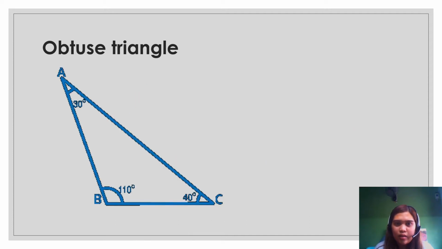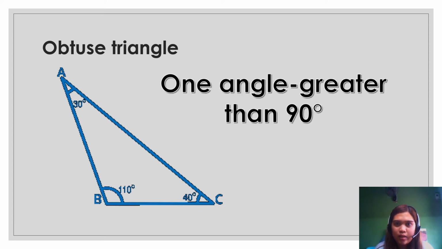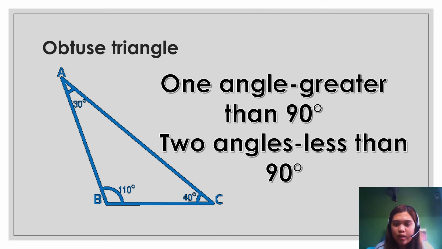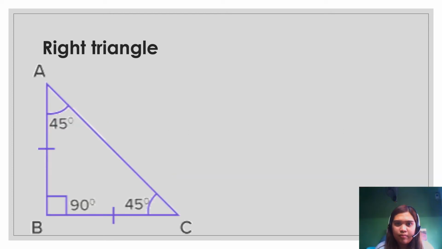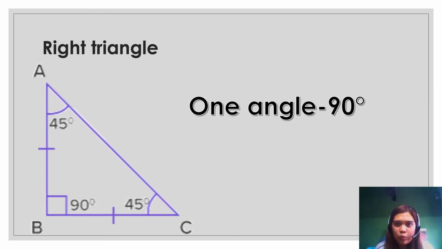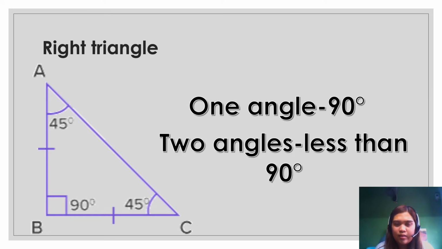Next is an obtuse triangle with one angle that is greater than 90 degrees and two angles that are less than 90 degrees. As you can see in the illustration, angle B measures 110 degrees, which is greater than 90 degrees, and the rest of the angles are less than 90 degrees. Last is the right triangle, with one of the angles measuring 90 degrees, while the other two angles are less than 90.